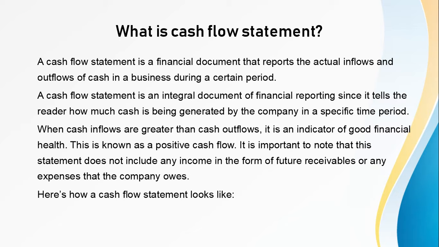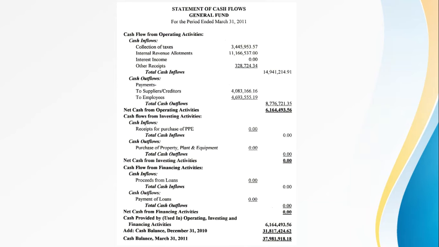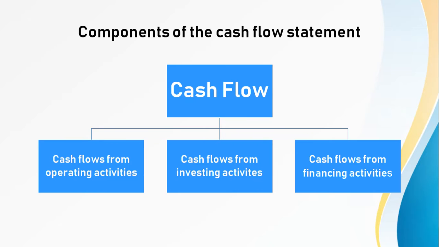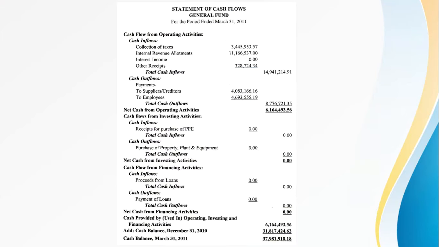Here's how a cash flow statement looks. As you can see from this sample, we have cash flow from operating activities, cash flow from investing activities, and cash flow from financing activities, and then the totaling of the cash balance at that specific time period. So, as we saw in the sample, the major components of the cash flow statement are cash flows from operating activities, investing activities, and financing activities.